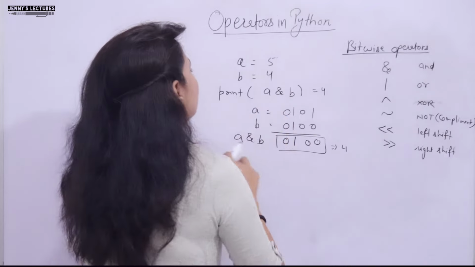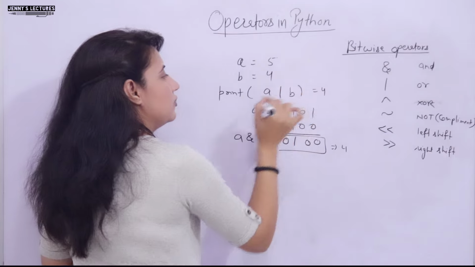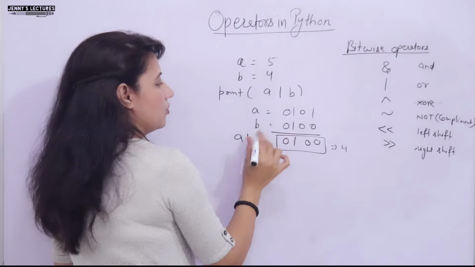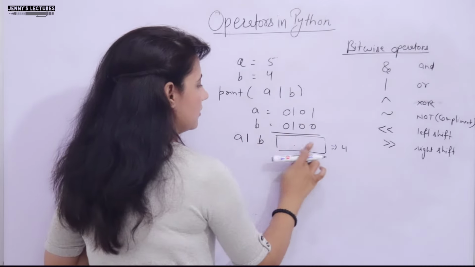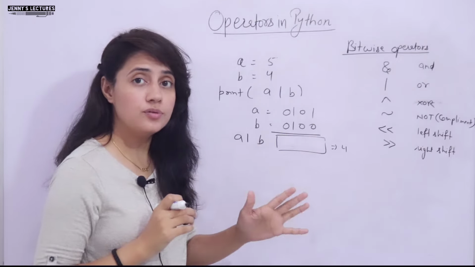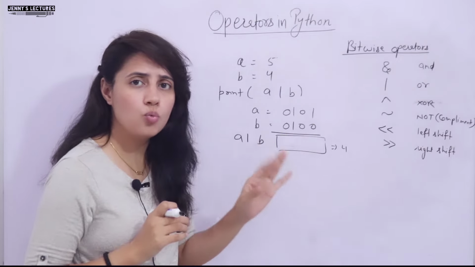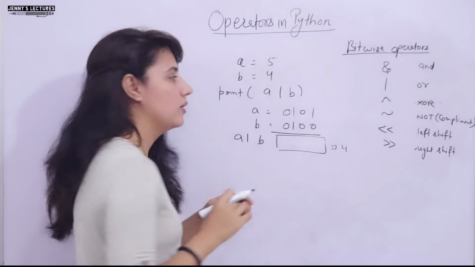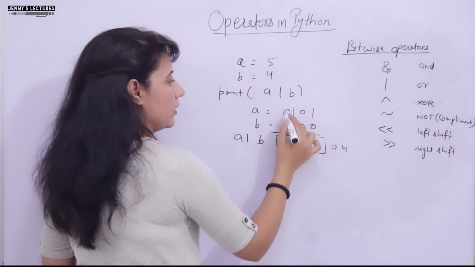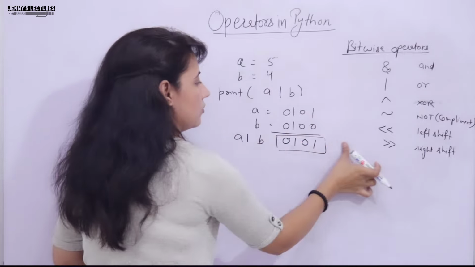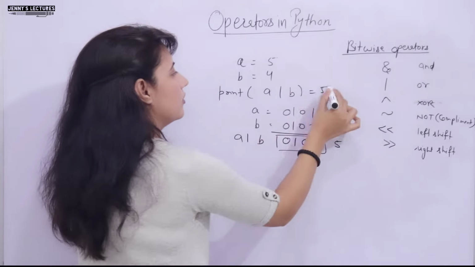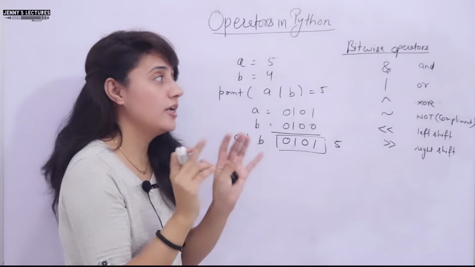Okay. Now let's see. We have bitwise OR. The next is bitwise OR. Now A is this, B is this. So bitwise OR. Now what is the result of this thing? Bitwise OR means it will give 0 if both are 0. If any one of the bits is 1, it will give 1. So 1, 0, 1, 0, 0, 0, 1, 1, 1 and 0, 0, 0. So now convert this into decimal number, it would be 5. So the result of this would be 5. These are bitwise AND and bitwise OR.